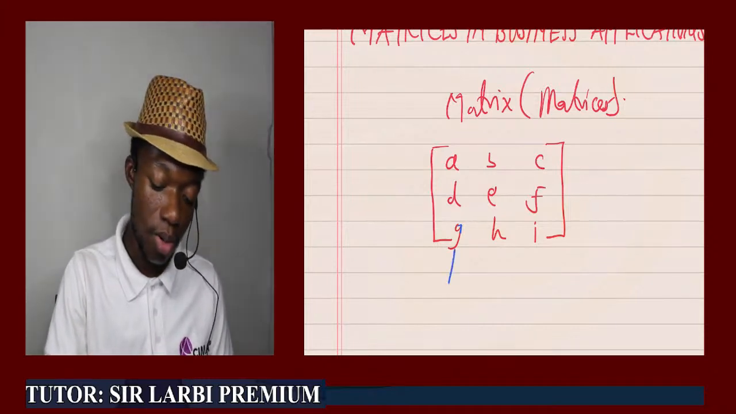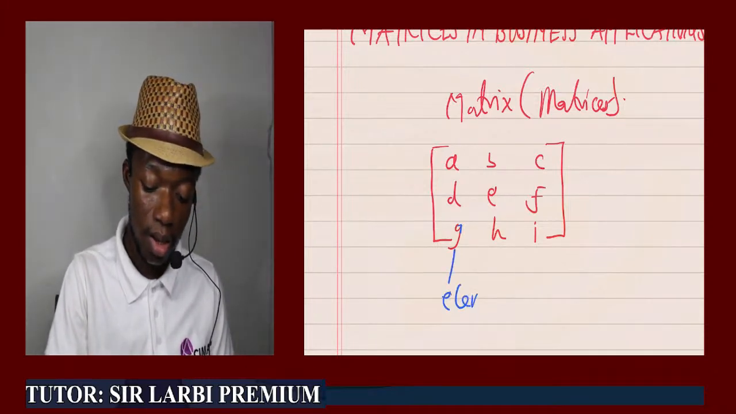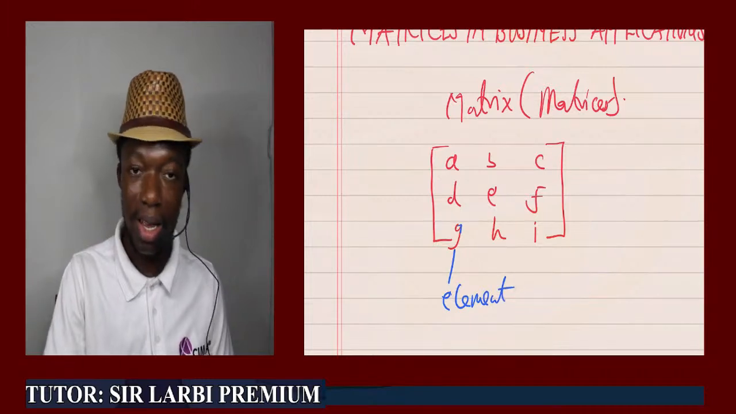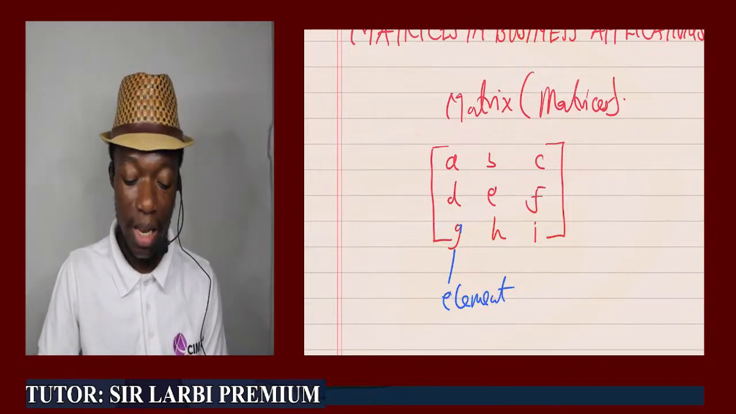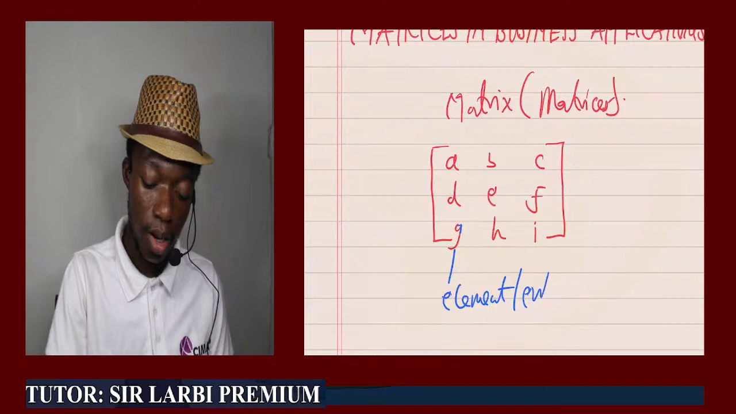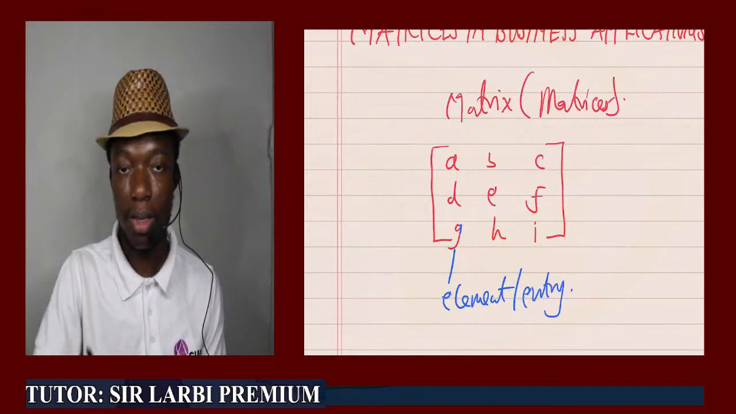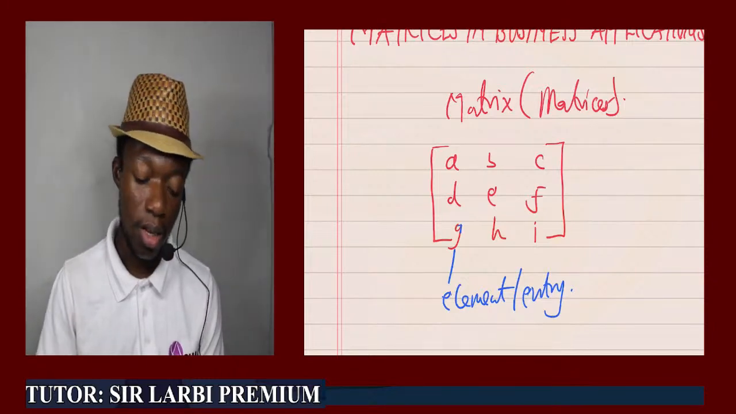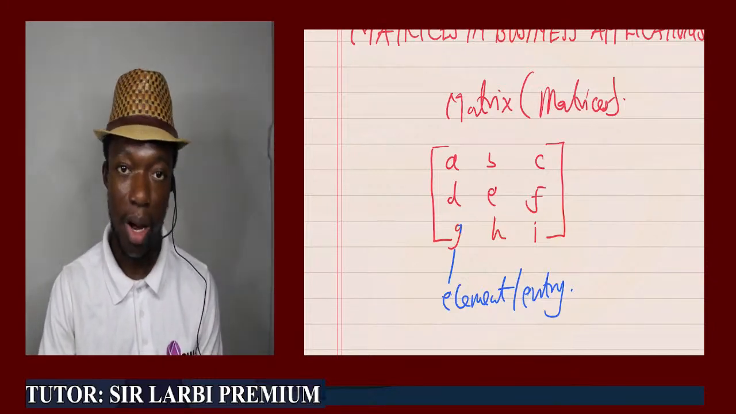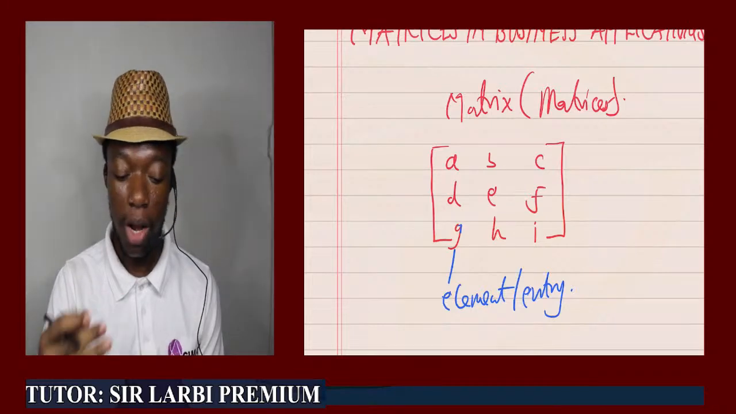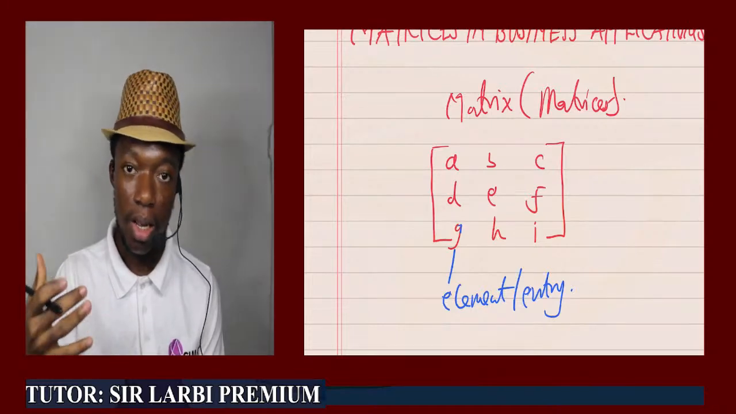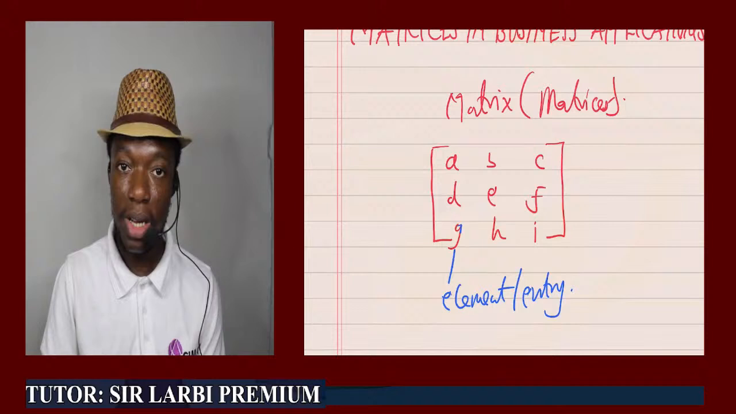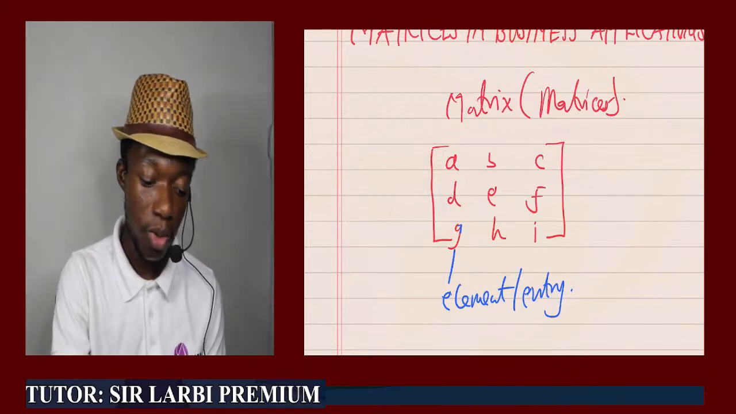So these elements, or these letters that you see within the matrix, can be called an element. Each value is called an element or entry, but when we are looking at them together, we call them elements or entries. So that is what a matrix is about: a rectangular array of entries or elements arranged in the form of rows and columns.